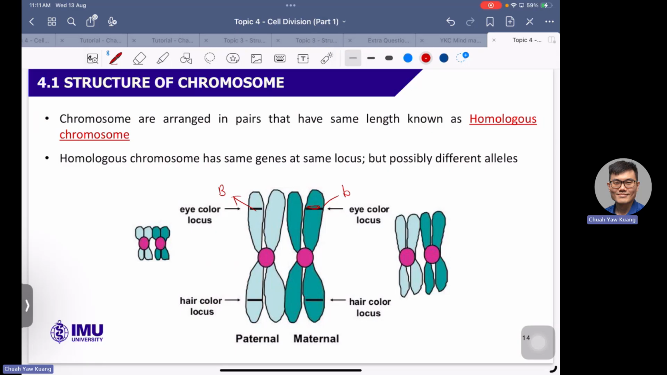So that's why they are considered as one pair. This pair, we will name it as homologous chromosome. This is important because in prophase one, it is the homologous chromosomes that will pair up. So that is the homologous chromosome.